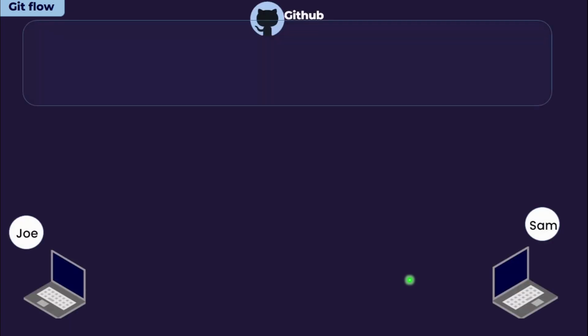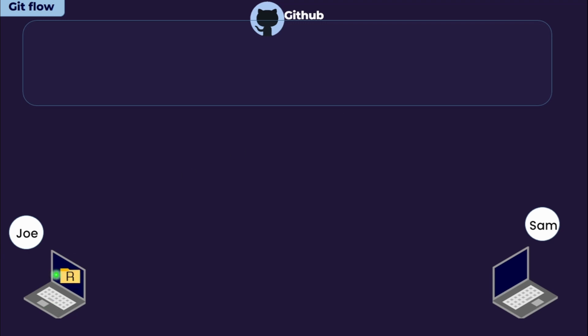So Gitflow provides the simplest framework for collaborating on a project. We have the developers here, or the collaborators on that project. You have Joe on this side and Sam on this other side. Then you have GitHub, which is the remote repository for storing the code.